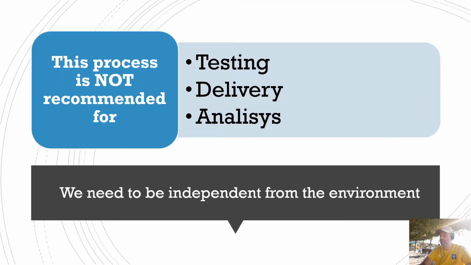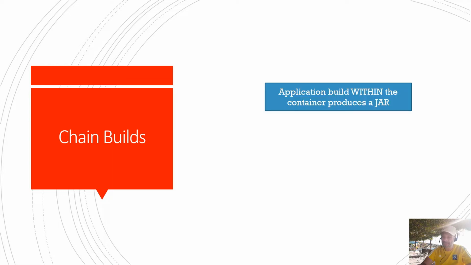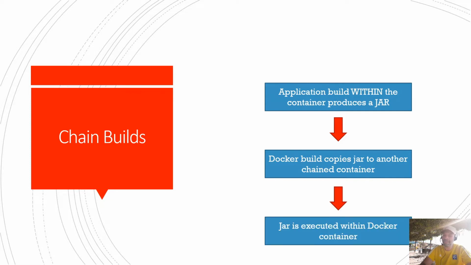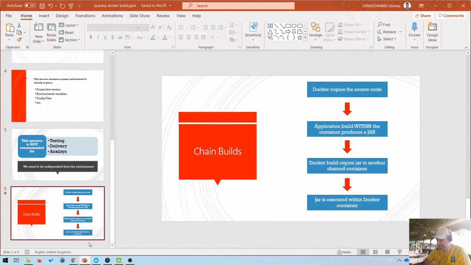So this process is not recommended for testing, delivery, and analysis. We need to be independent from the environment. In order to do that, we need to use chain builds. What are chain builds? It means that the application is built within the container and produces a jar. The Docker build will copy this jar to another chain container, and the jar will be executed in this container. Now, enough with this talk, let's go down to coding.